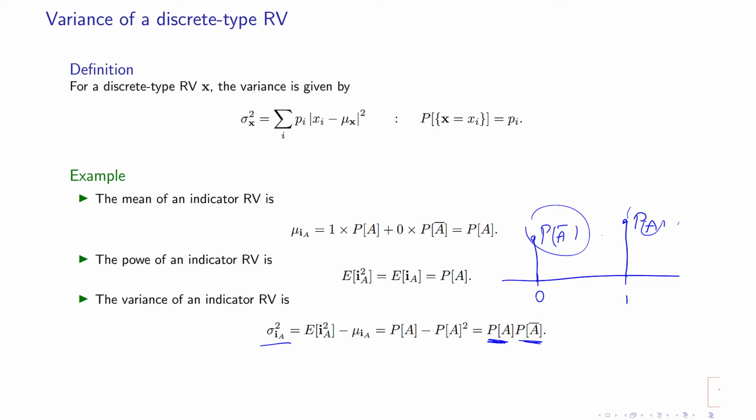Obviously, the variance is 0 if probability of A is 0, or if probability of A is 1. If you know the outcome of A, that is, if A is happening all the time or is not happening all the time, the variance is 0.